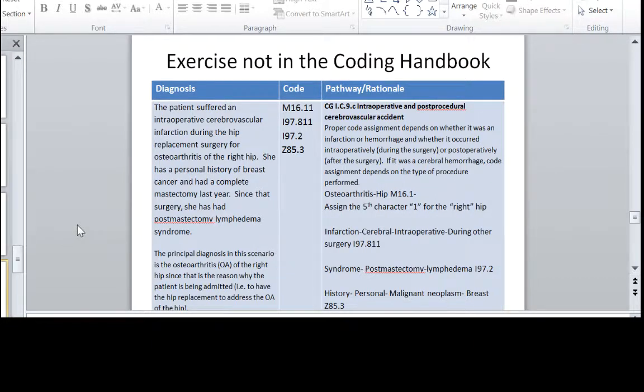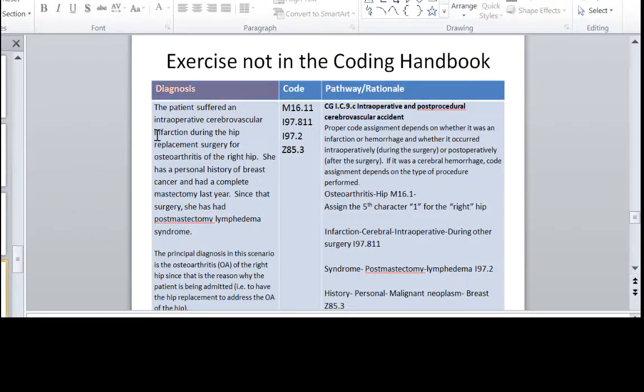Here is an exercise not in the coding handbook, and I want to walk this one through with you. When you start reading much more documentation, whether it's the entire medical record or the H&P, the operative report, a discharge summary, maybe some consults, you tend to get a little bit overwhelmed with what you're coding. So it's a good idea to just take it step by step to see the key terms or main terms that you're going to be looking for in the alphabetical index to help you find the answer.